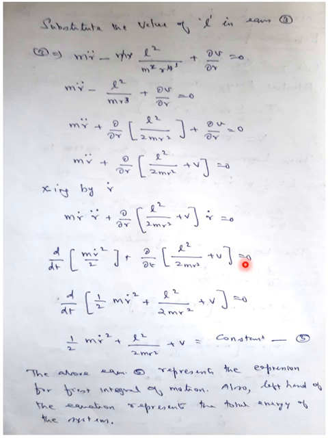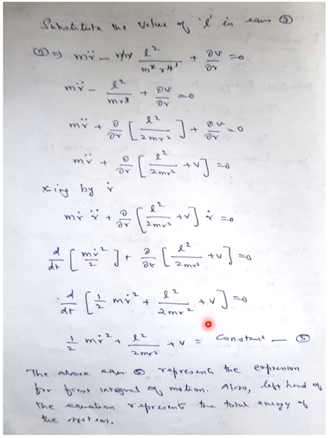Okay, this term is from L square by m r cube. How are you changing this? dou by dou r. When you are differentiating this, the same answer will come.